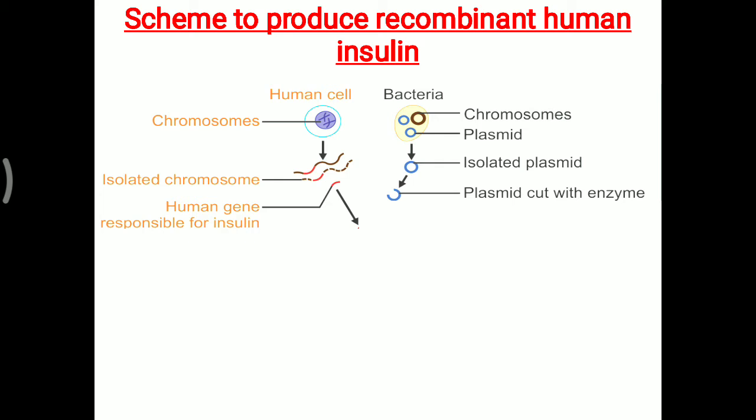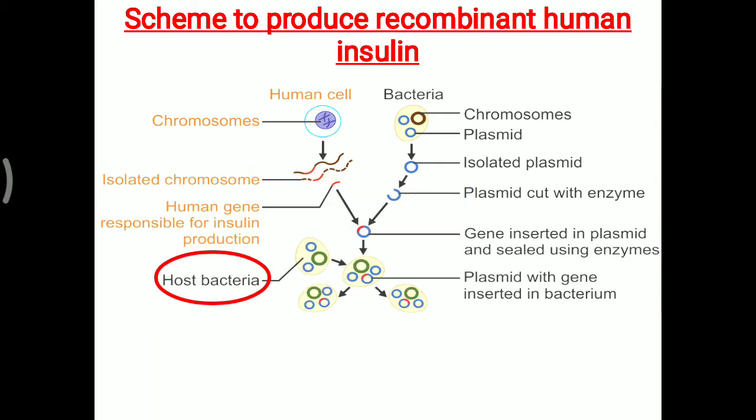Now both the gene for insulin production and the plasmid will be combined. So the gene is inserted in a plasmid and sealed using the enzyme ligase. Now that particular plasmid, which has the desired gene inserted, is put into a host bacteria. Now once the host bacteria has this inserted plasmid, it is multiplied, or clone formation occurs.